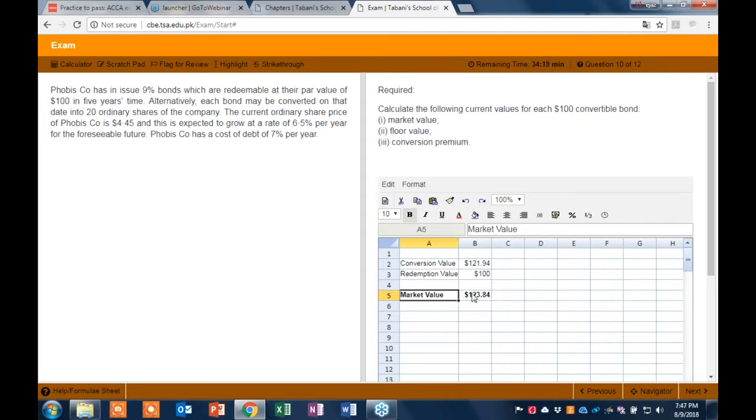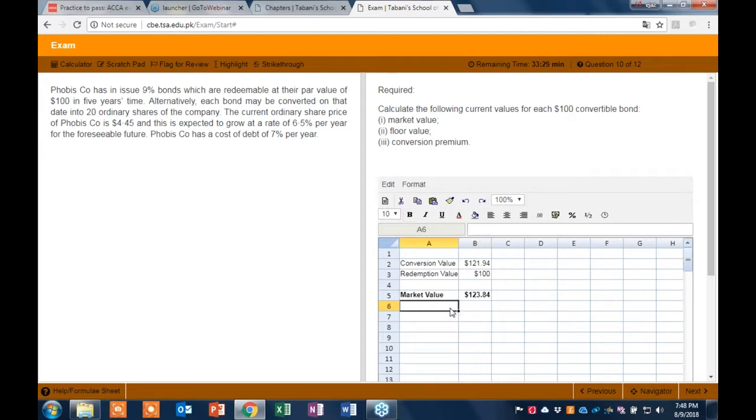Now, since this bond contains an option of conversion, that's why we are taking this B2 value, which is 121.94, as our 5th-year value, and we are including this amount in our present value calculation. What if there was no option of conversion? In case there was no option of conversion, we would have been using this $100 figure rather than 121.94, because this is the redemption value. In case we had used this $100, the value would have been lower than what we are getting now.